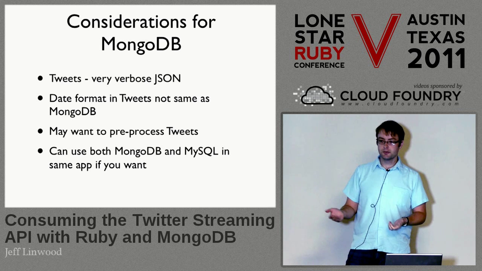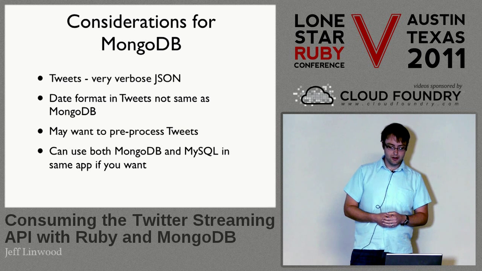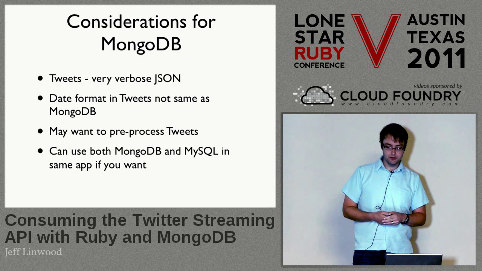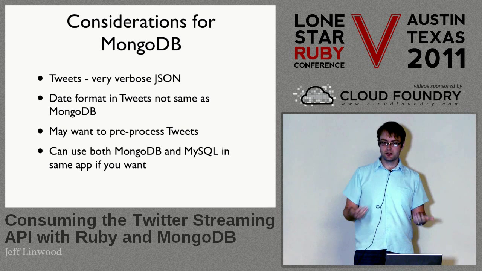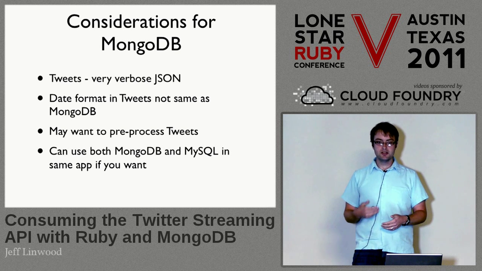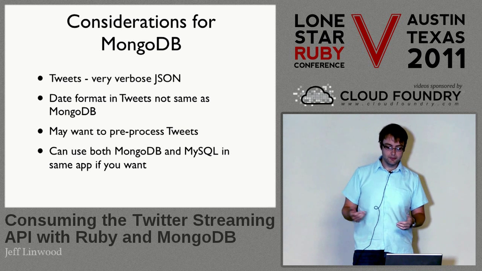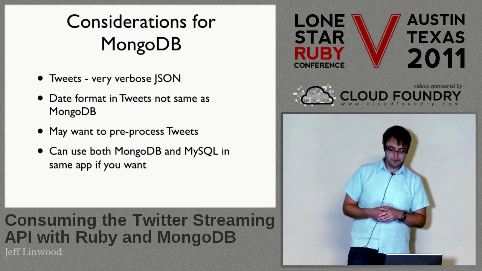Cool. So, some considerations for using MongoDB. You saw those tweets. They're pretty verbose. Also, the date format in tweets doesn't exactly match the date format you're going to use with MongoDB. One suggestion there would be, because these tweets are coming right across the stream, to just add your own timestamp, and that would pretty much solve that problem. Or you can convert them later.